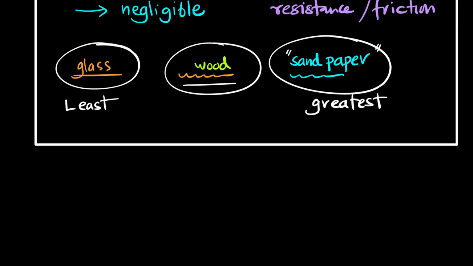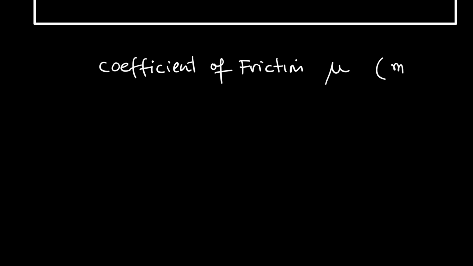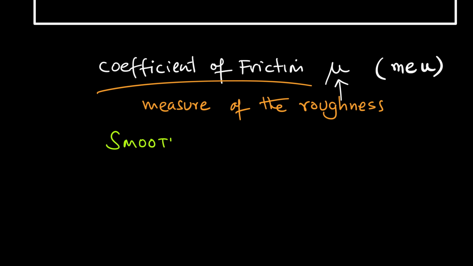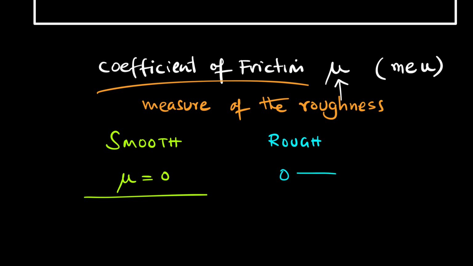At this point, we can introduce the coefficient of friction, which is denoted by the symbol mu. It's pronounced as mu. This is the symbol that we use. This gives us a measure of the roughness of the surface. How much resistance does it offer? In a smooth surface, the value of mu is 0. That means there is no friction. For a rough surface, the value of mu increases from 0 upwards.